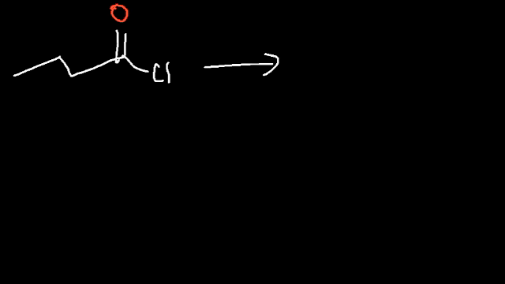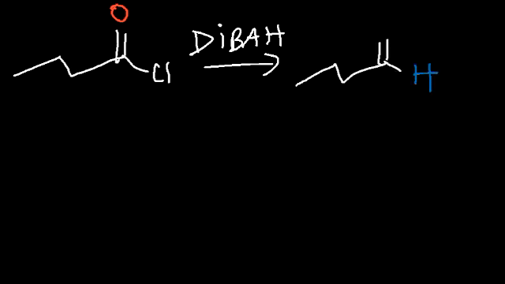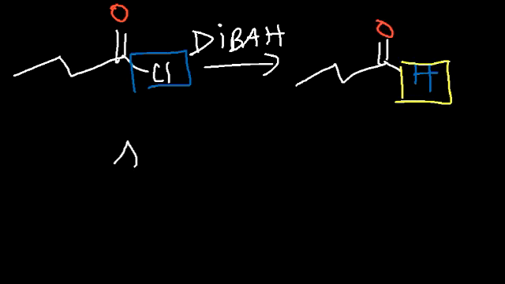Now, if you want to make an aldehyde from an acid chloride, the reagent that you need is DIBAL. And what's going to happen is we're going to replace the chlorine with a hydrogen. And so that's how we can make an aldehyde. So now let's go over the mechanism. So we're going to have an aluminum atom with a hydrogen and 3 OR groups. So that's the DIBAL reagent.